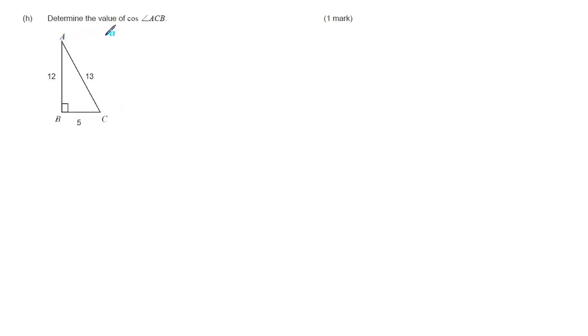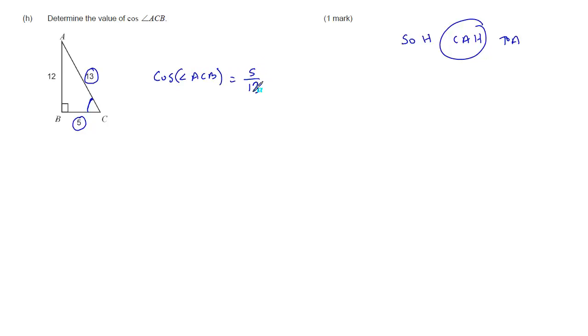We want to determine the value of the cosine of the angle ACB. ACB is this angle just here, going from A to C to B. So, CAH TOA, we want cosine, so that's going to be adjacent divided by hypotenuse. Here I can see the adjacent next to the angle is 5 and the hypotenuse is 13. So the cosine of angle ACB is equal to 5/13.